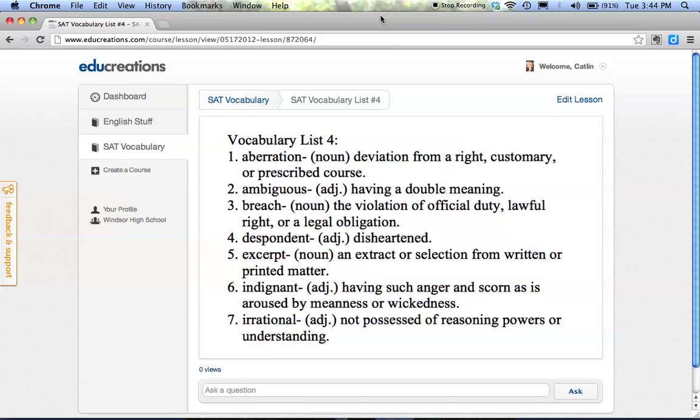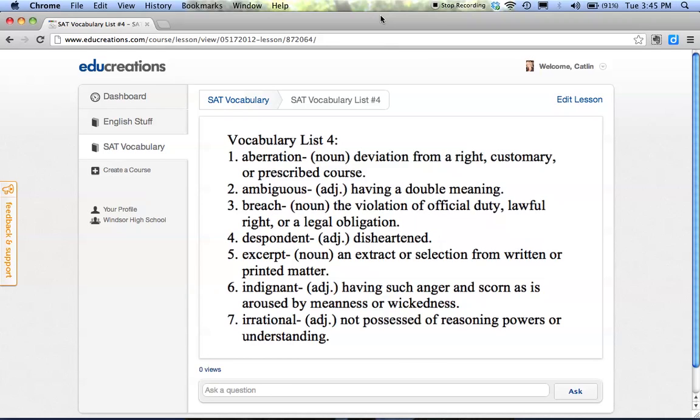So if someone says something and you can't really tell what they mean, maybe they're being a little ambiguous or a little vague, or maybe they're trying not to be specific on purpose so that you're kind of left to wonder what it is that they mean.